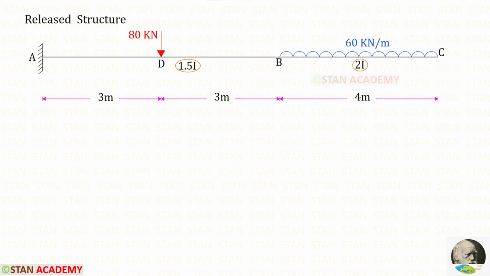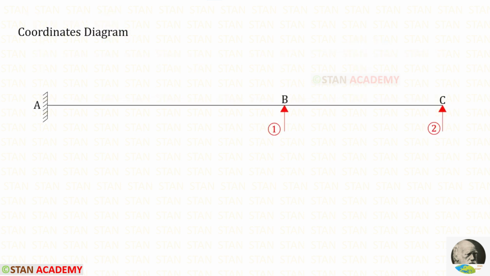Here you can see that I have removed RB and RC. So the beam becomes a cantilever beam. This beam is called as released structure. Now let us draw the coordinates diagram. Let us keep RB as the first coordinate and let us keep RC as the second coordinate.